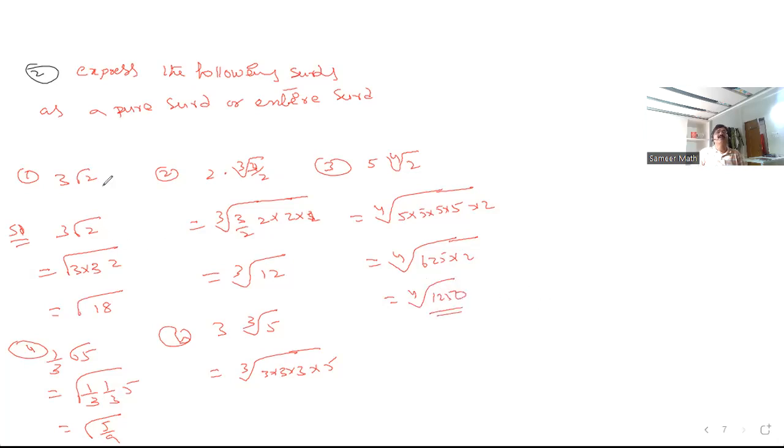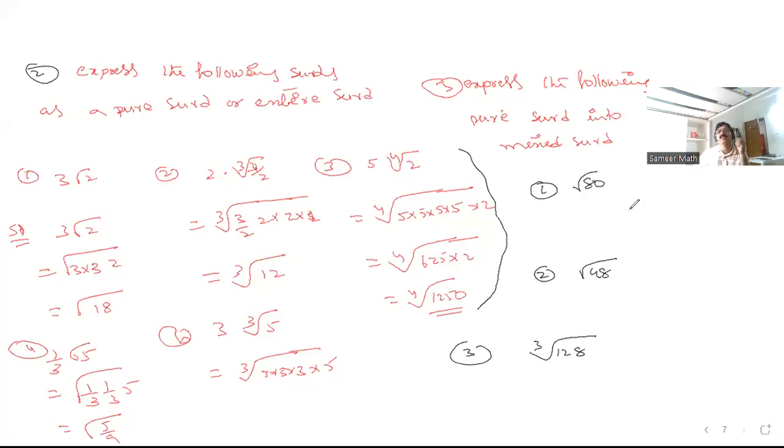So given surd into, we are going to express as a pure surd. This is one of the best examples. Now we'll move on to the next question. Yeah, you see this one. Here pure surds are given. We are going to convert into mixed surd.